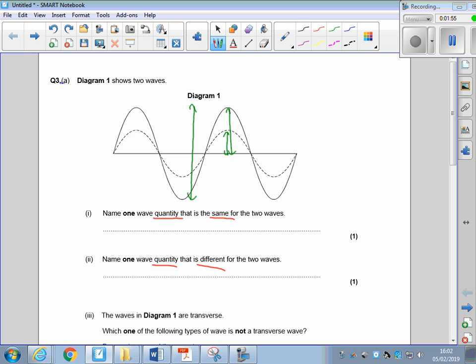And so what are we saying? The thing that's the same: wavelength. The thing that's different: amplitude. Okay.